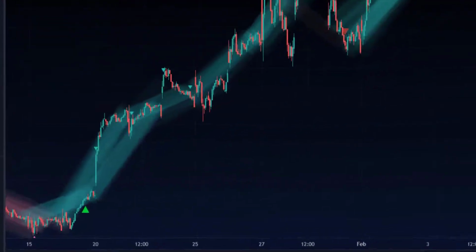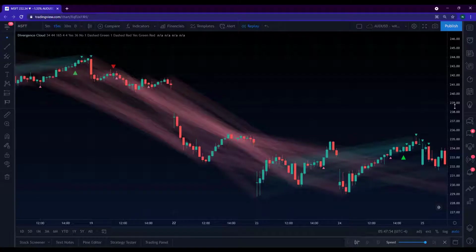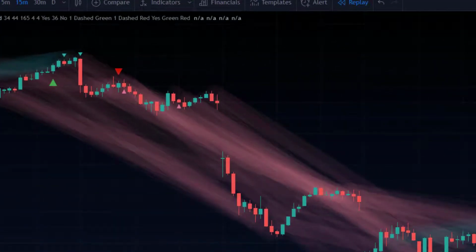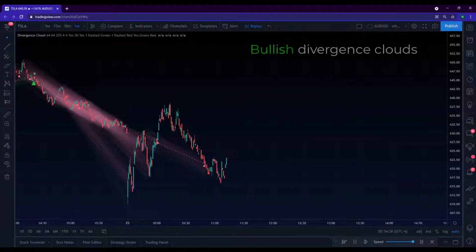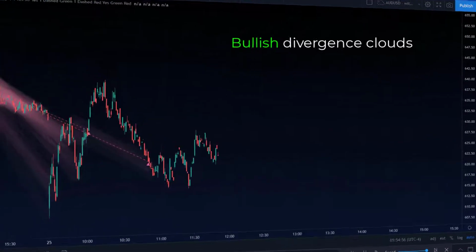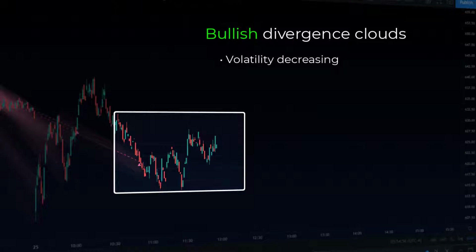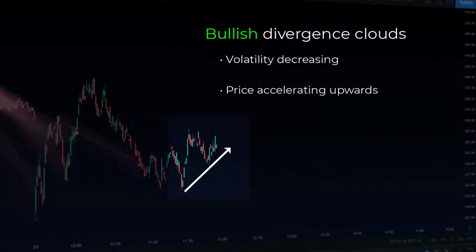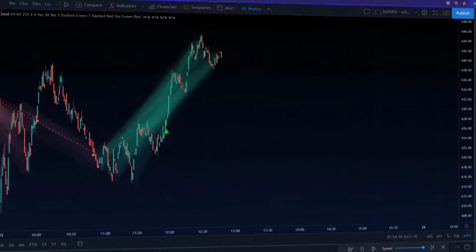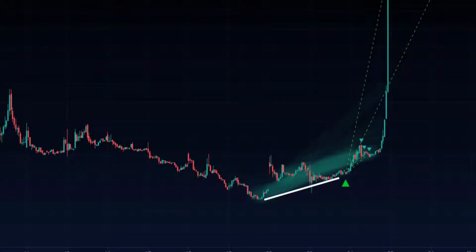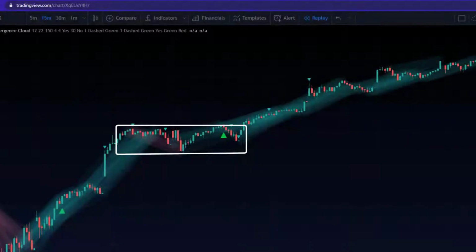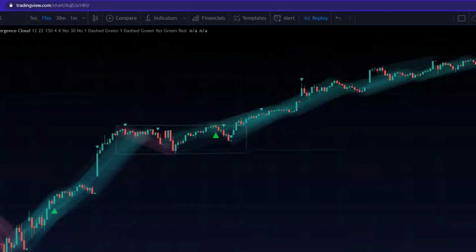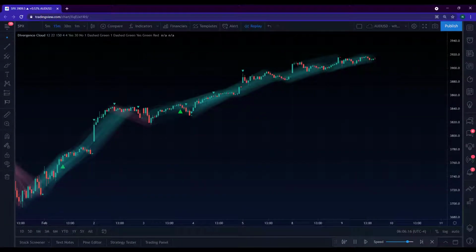The indicator draws glowing areas called divergence clouds around price action to indicate the expected movement. Bullish divergence clouds develop around areas where volatility is stabilizing and decreasing, while price trend and momentum are accelerating upwards. These moments tend to coincide with strong bullish support before an upward reversal, or short pauses and pullbacks which act as good entry points before bullish trend continuation.